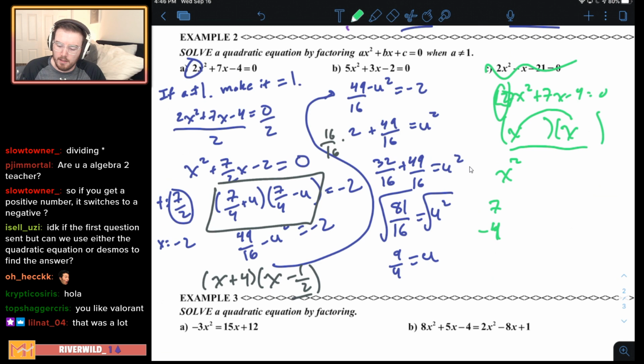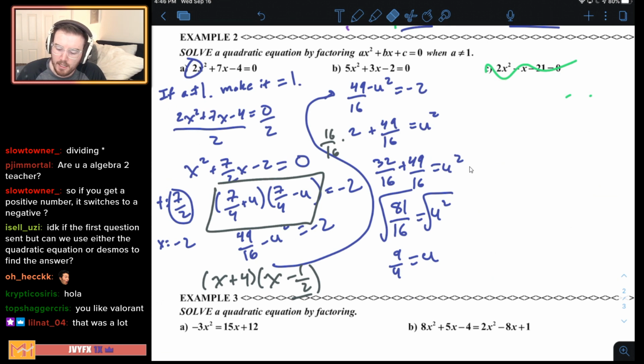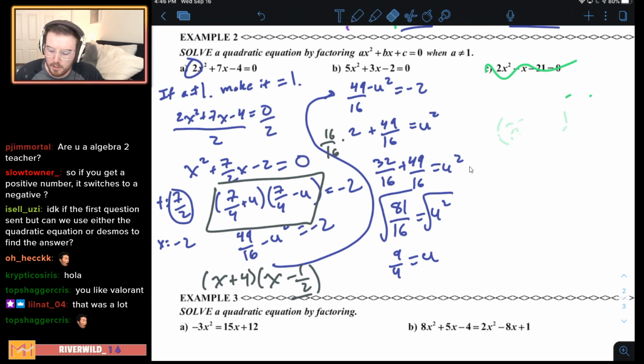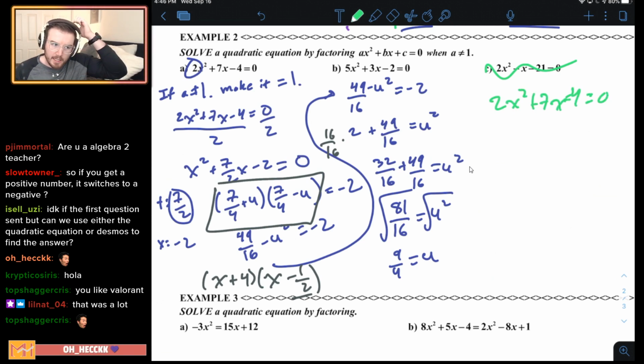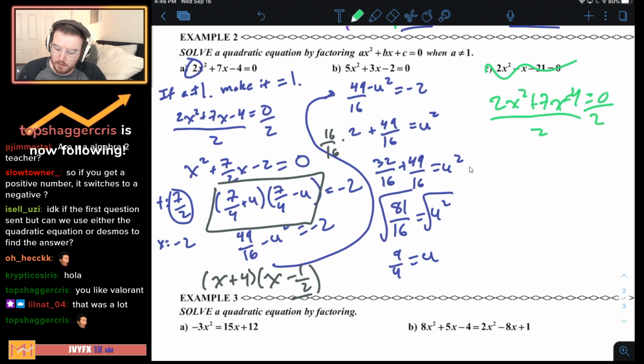Because no matter how you look at it, x times x is not going to give me a 2x squared. So I had to rethink the problem: if there's no way to get a 2 when I do x times x, what do I do then? Well, that's why I got rid of it at the beginning. Because whatever I do to one side, I can do to another.